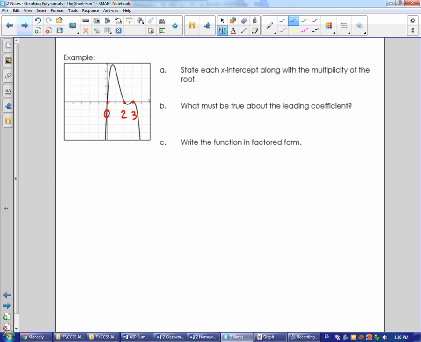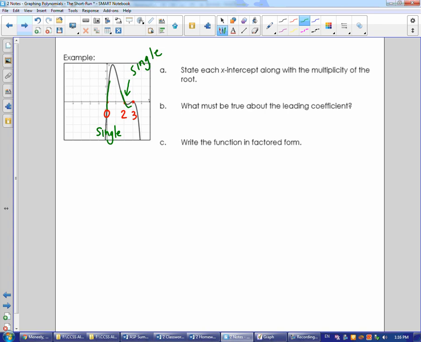Let's think about the multiplicity. If I look at that first x-intercept, notice that the graph passes straight through. It doesn't change direction, and it's not changing its concavity. That means that it's a single root. If I take a look at the second x-intercept, again, I see the graph passes straight through that point. It doesn't change direction or concavity, so this is also a single root.